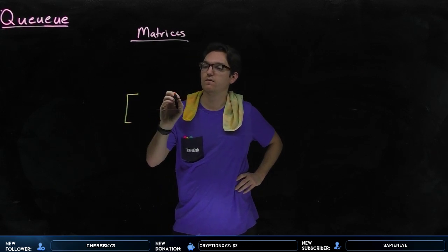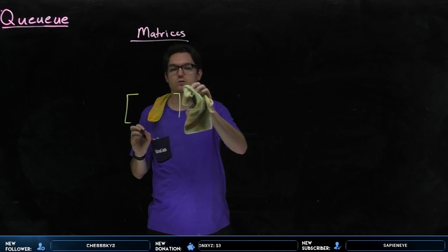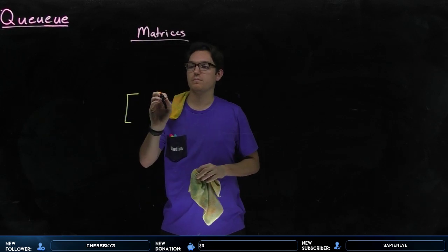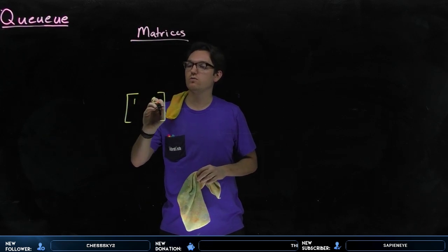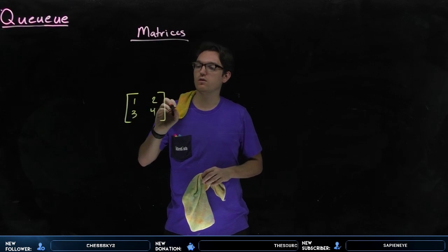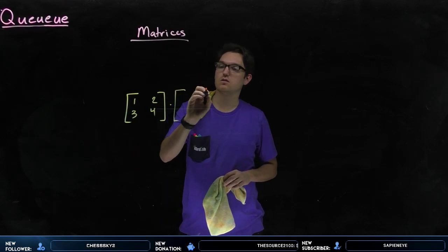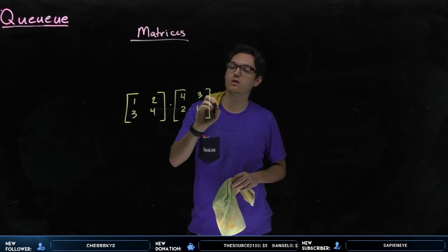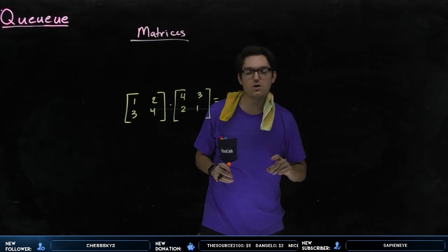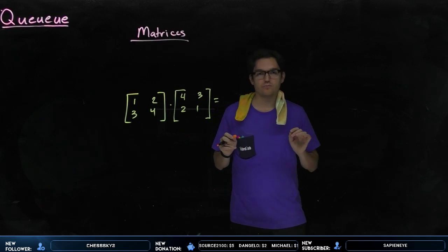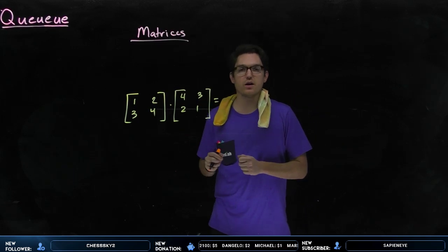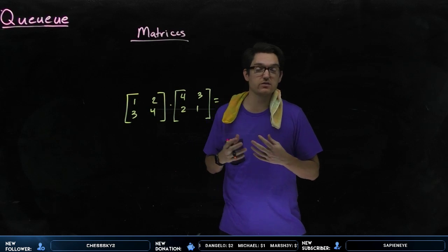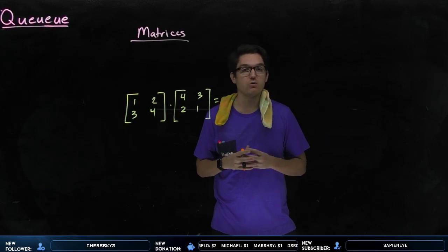All right. Very good. Let's start with a 2 by 2. Okay. 1, 2, 3, 4 times 4, 3, 2, 1 is equal to. One of the things they might ask you is when matrix products are defined in the first place, which means when you can actually multiply matrices and when you can't.